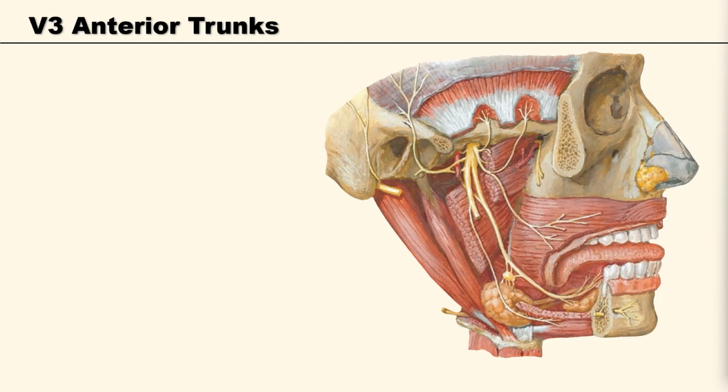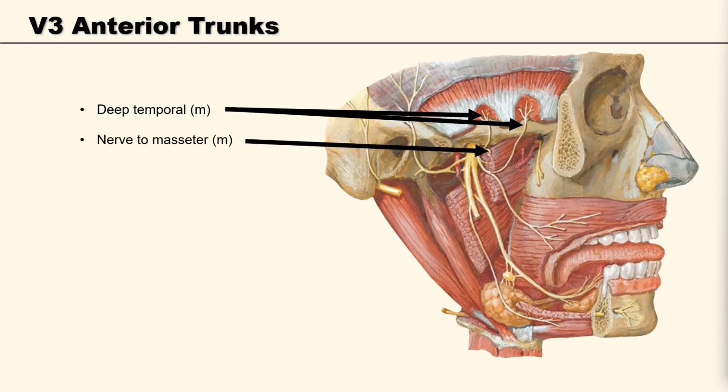In this picture, we can see several branches that arise from this little trunk. There are two nerves going to the temporalis muscle. These are called the deep temporal nerves. The masseter has been removed in this picture, so all that's left of the nerve supplying it is this little stump from the anterior trunk.